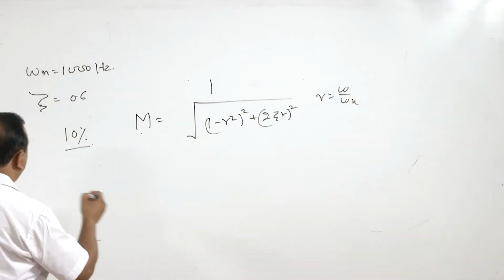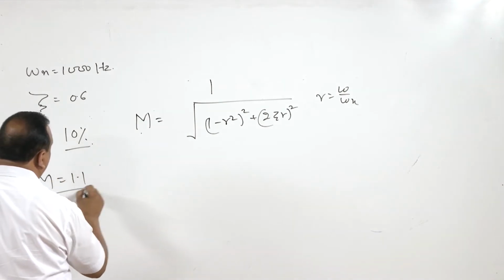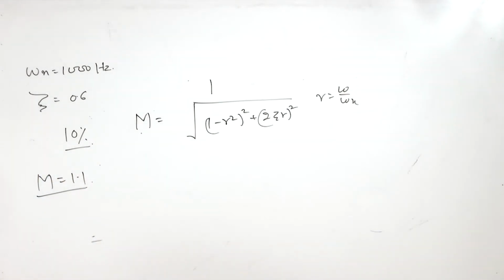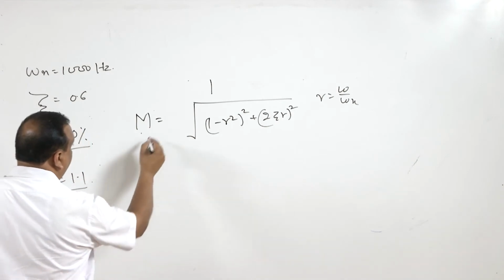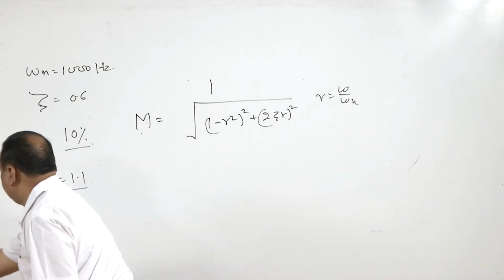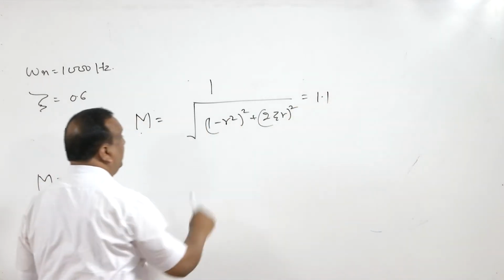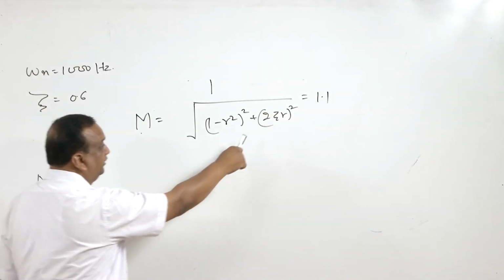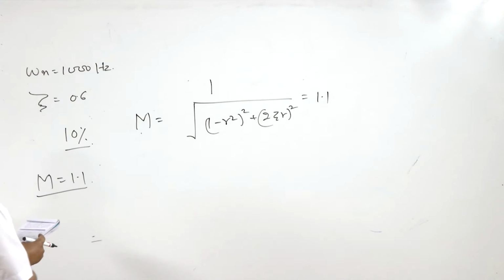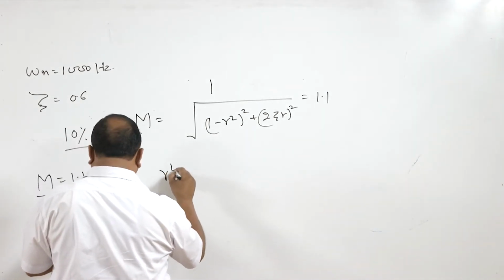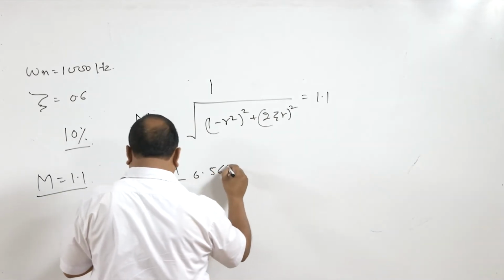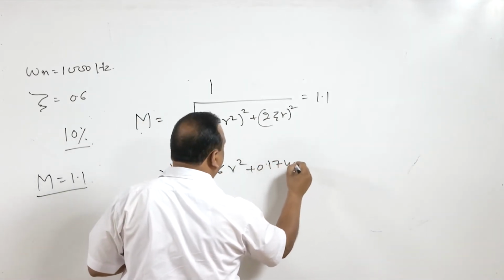Now if we consider the amplitude ratio as 1.1, then we can put M is equal to 1.1 and try to find the value of r, because zeta is already known. It is 0.6. If you simplify, the equation becomes r raised to power 4 minus 0.56 r square plus 0.174 is equal to 0.